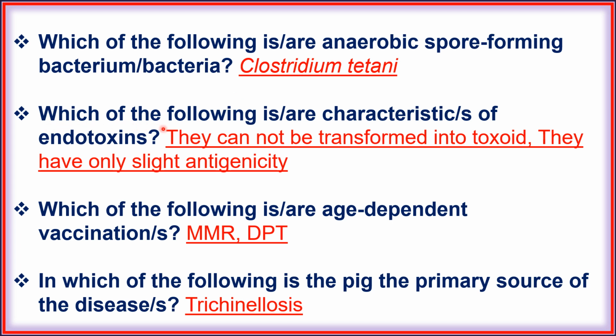Next, which of the following are characteristics of endotoxin? They cannot be transformed into toxoid and they have only slight antigenicity. Next, which of the following are age-dependent vaccinations? MMR and DPT. Next, in which of the following is the pig the primary source of the disease? Trichinellosis.